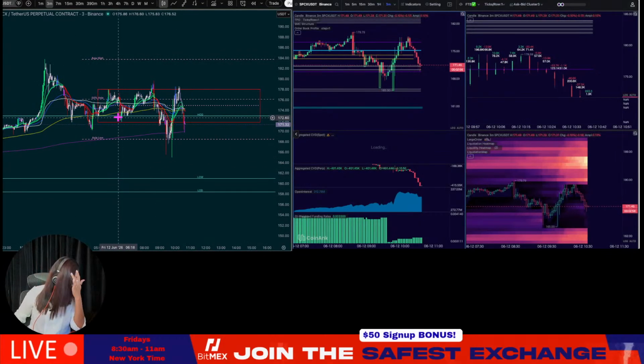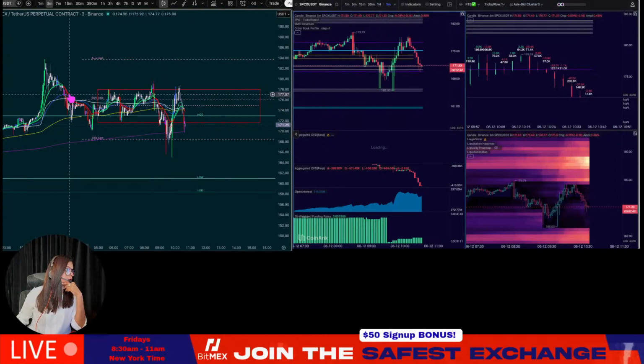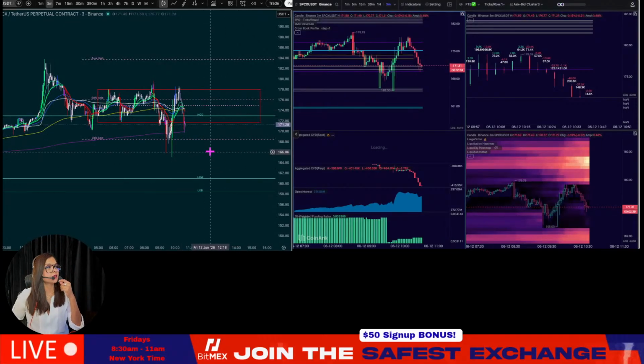Another thing that I've noticed is that after 3 a.m. New York, if price opens below the 50% Asian range, then we most likely have a downtrend for the day. So where did price open at 3? Below the 50% Asian range. That's a short right there. High probability of a short, not financial advice.